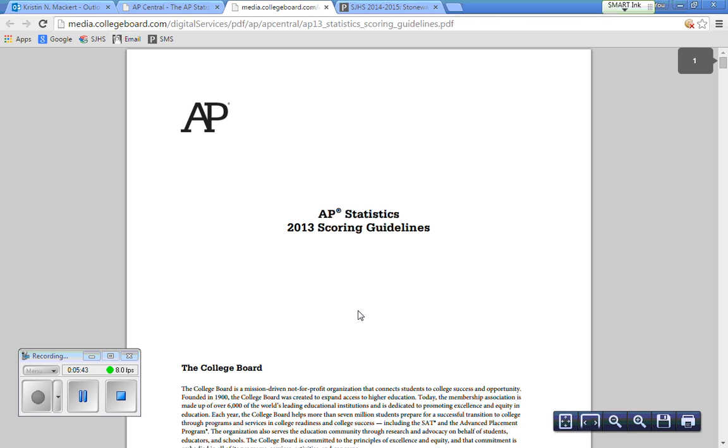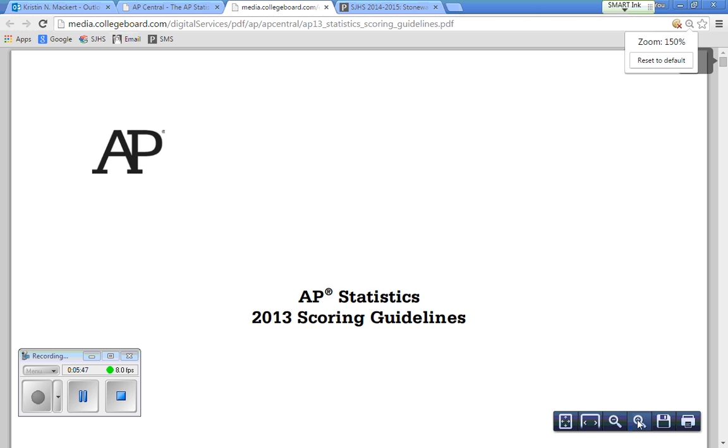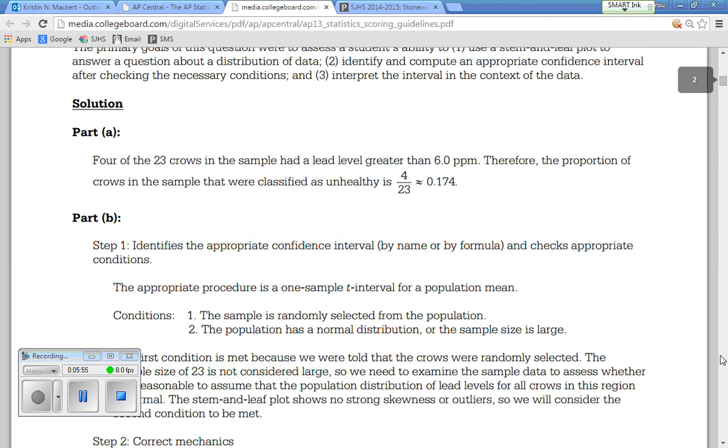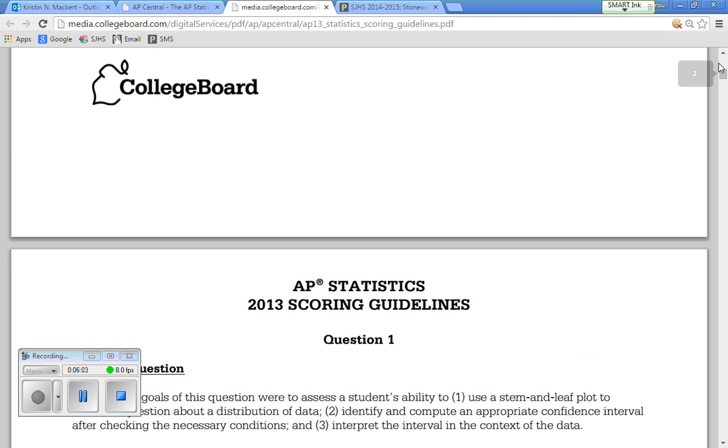Okay? And so this is what is released by, I want to make it a little bit bigger. This is released by AP and how the actual exam was graded. So it just talks about the College Board. Yay for the College Board. Here's question 1.